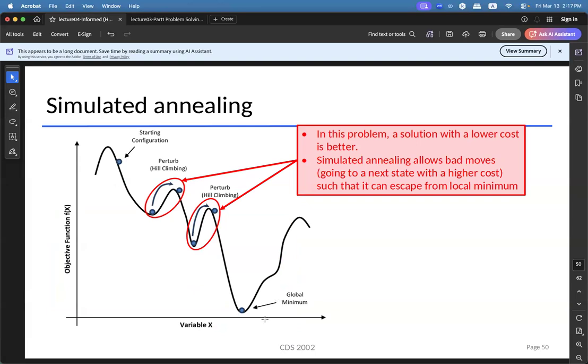So if the search is already very close to the global minimum, you of course don't want it to make a lot of bad moves. So the frequency of the bad move should not be a constant value. You should introduce more bad moves in the beginning, and less bad moves at the end. If you have a lot of bad moves at the end, then it will jump away from the global minimum as well.